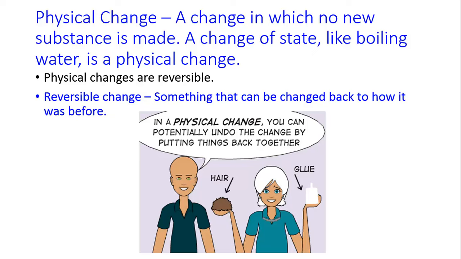Here's a little cartoon picture. In a physical change, you can potentially, that means possibly, undo the change by putting things back together. You'll notice that the boy has cut all of his hair off and she wants to glue it back on. Okay, well, yeah, you can do this. The physical change is that the hair was cut.